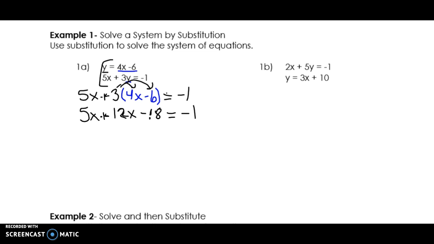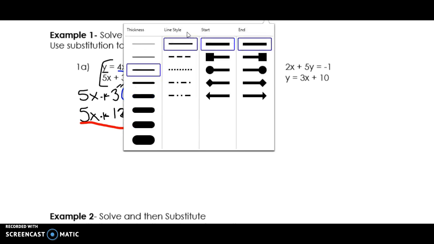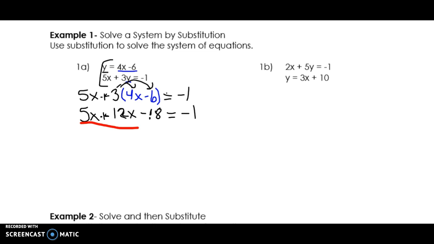All right, I have some like terms I can combine. Here I have 5x plus 12x. Those are like terms, so I'm going to combine those. 5x plus 12x gives me 17x because 5 plus 12 is 17. Minus 18 equals -1. So now I have a two-step equation. We're pretty good at these at this point. I'm going to get that x by itself. First, I've got to get over the thing that's least attached to the x, which is that -18. So I'm going to add 18 to both sides.